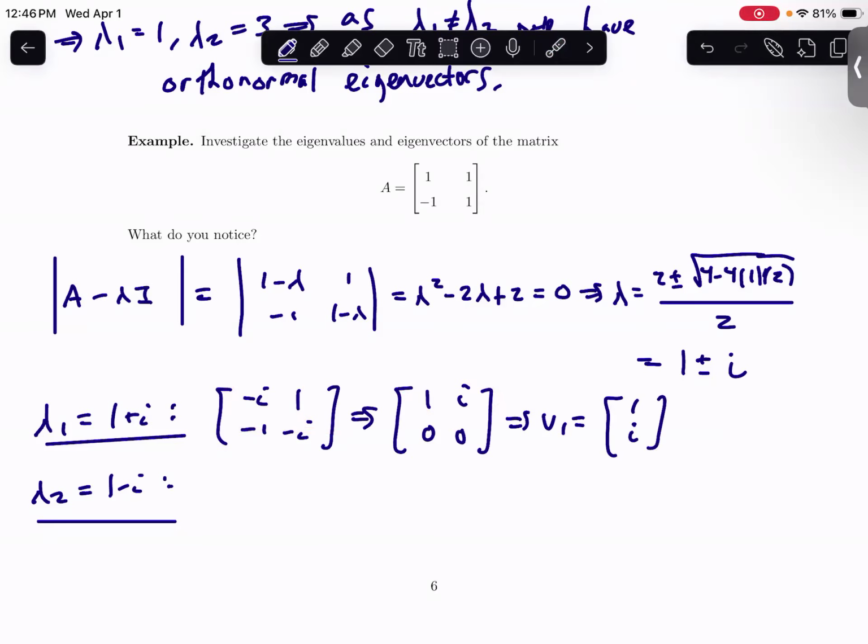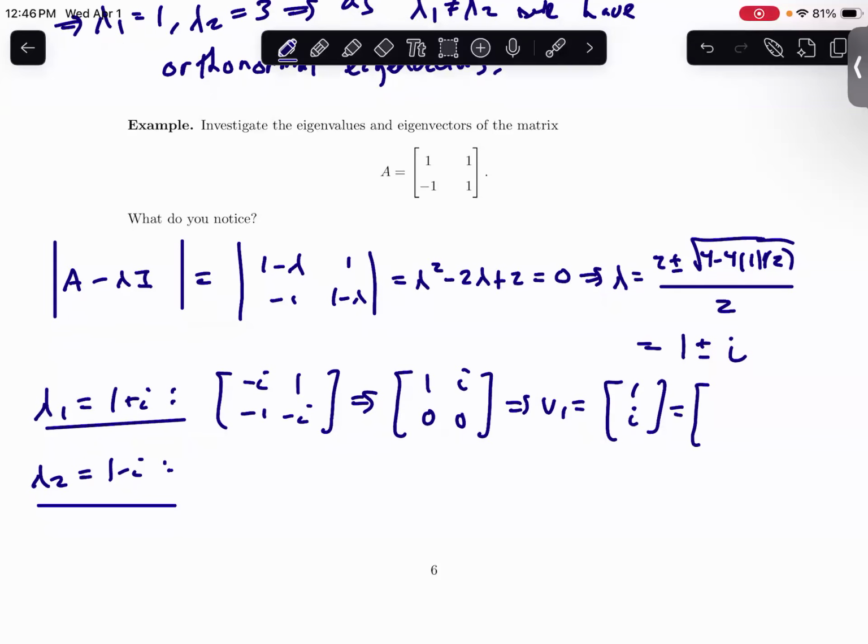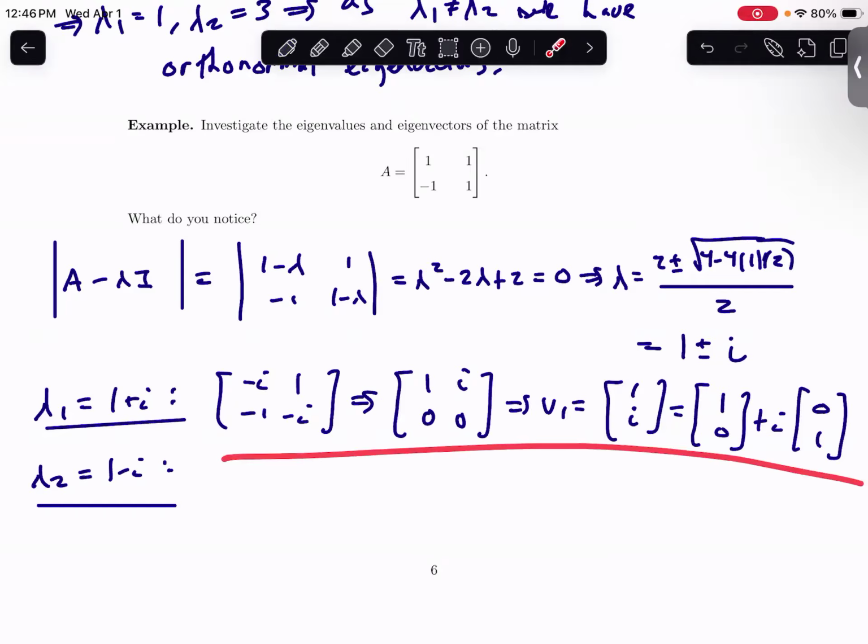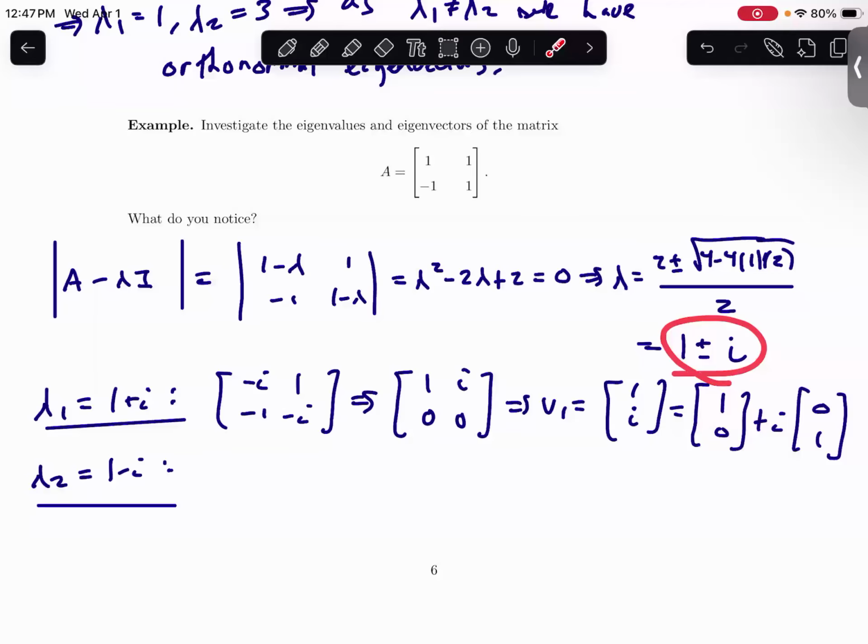1, i, which you can then express as a sum. Usually when you're given a complex number, you want to decompose it as a sum of something real and something imaginary. So you can write this as 1, 0 plus i times 0, 1. I'm skipping over this a little bit, and I'm just giving a slight justification as to why this ends up being the eigenvector. It's not really the focus. The takeaway from this is that we can get complex eigenvalues and complex eigenvectors.